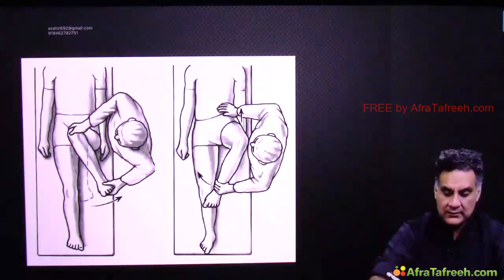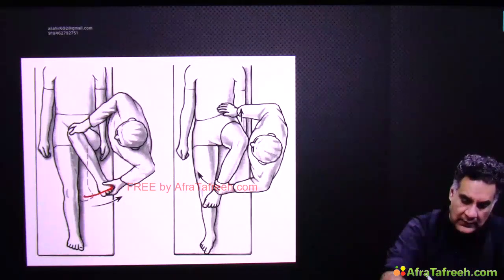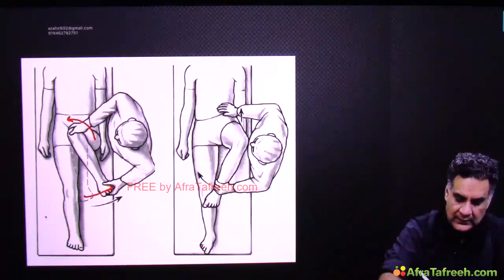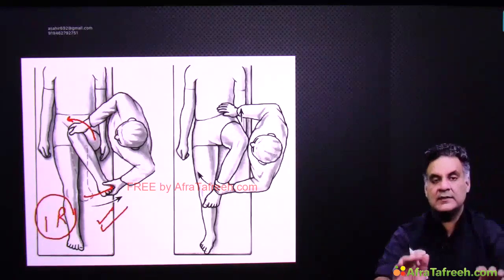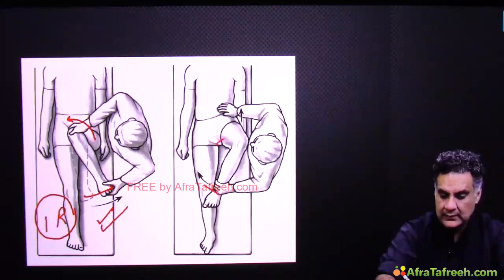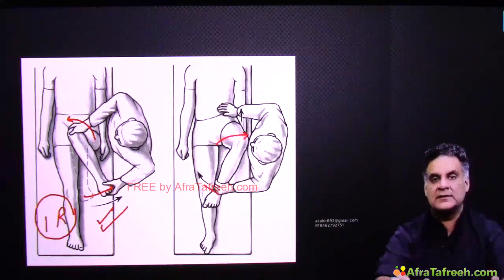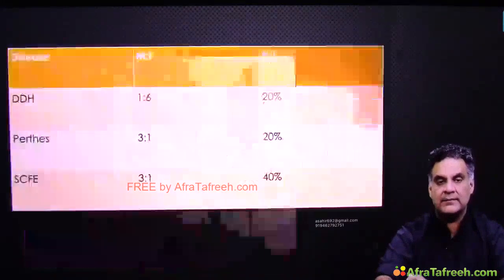These are the movements. When you take your leg out, your thigh goes in. This is internal rotation. If this movement is there, it means that the hip is normal. When you take the leg in, the thigh goes out. External rotation. Not significant. This is significant.